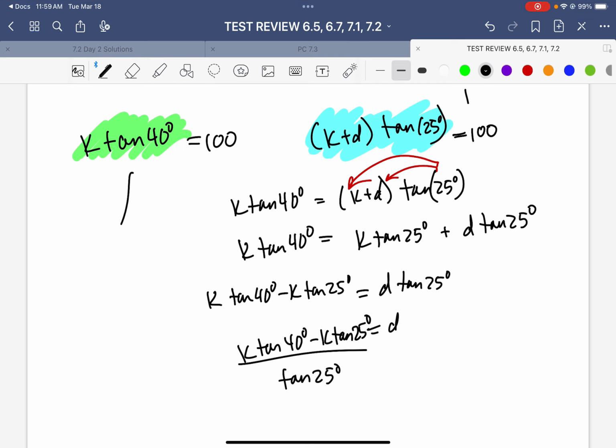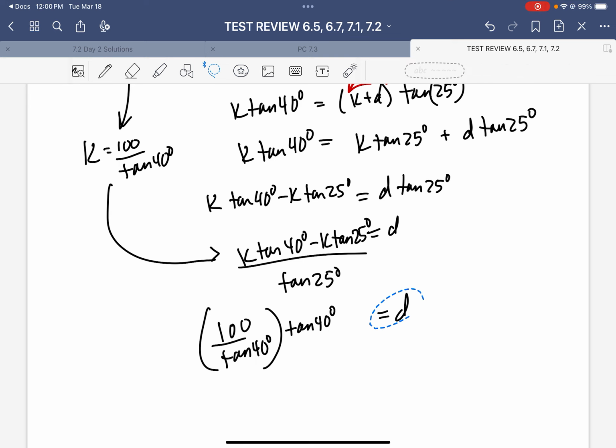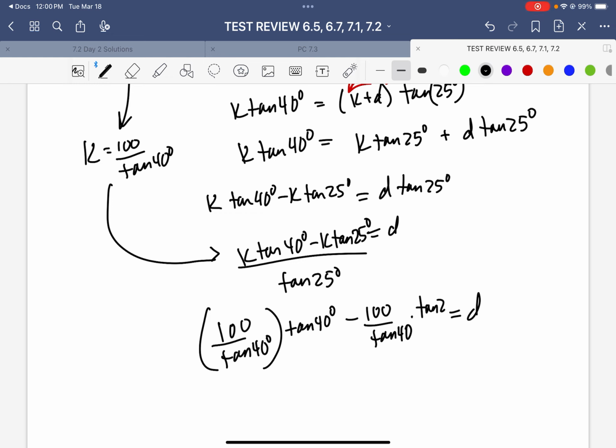And so now what I can do is, this is just telling you that K is 100 divided by the tangent of 40 degrees. You can just take that number and plug it in for K here. So your distance is going to be 100 over tangent of 40, whatever that number is. Oh, look at that, times the tangent of 40. So those are going to cancel out nicely. Minus 100 divided by the tangent of 40 times tangent of 25 divided by tangent of 25.